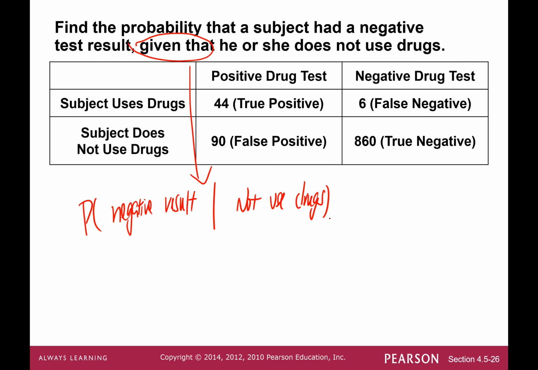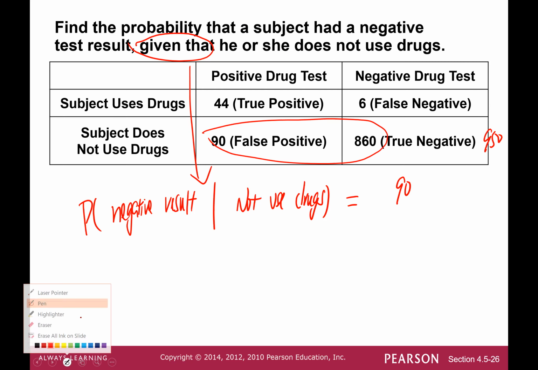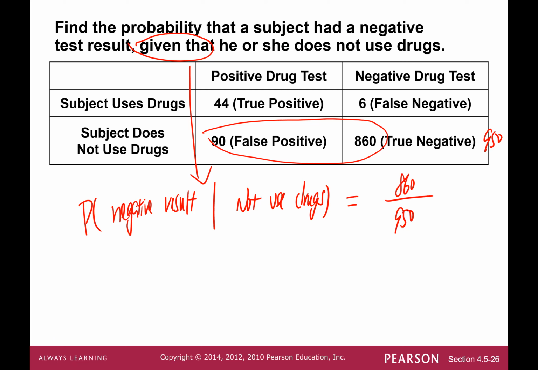And what this is saying is, you're going to look into all the subjects who do not use drugs, which is 90 plus 860, right? Which is 950 subjects who do not use drugs. And you want to figure out what percentage of them have negative test results. So it's 860 negative test results over total subjects who do not use drugs. Okay, so it's 860 over 950. And this is 86 over 95.